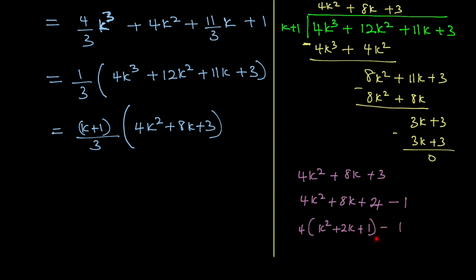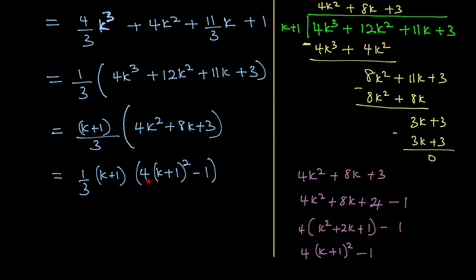So I'm going to simplify that further. That will become k plus 1 squared. That's what this is, minus 1. So I can then put it here. So that will be equal to 1/3 times k plus 1, open bracket, 4 times k plus 1 squared minus 1, close bracket. And that is what I needed to prove using the second process, which I have done.